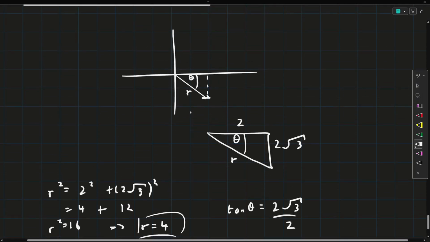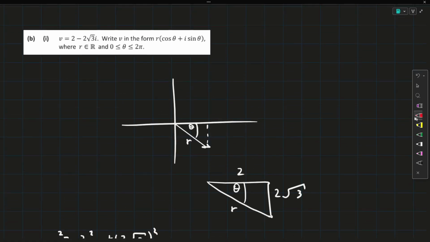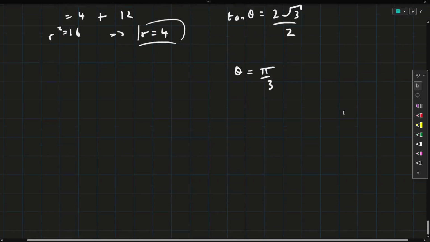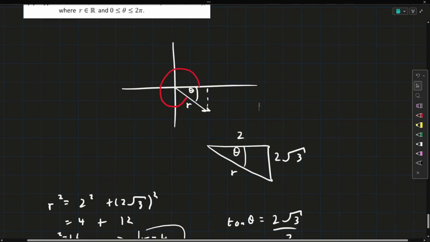So finally, to write this in polar form, we have to measure the angle from the positive real axis in order for this to always work. So how do we do that? Well, we know that this small angle here is pi over 3. So we need to do a whole circle, is a way of thinking about it. We do a whole circle, and then we go back by pi over 3.